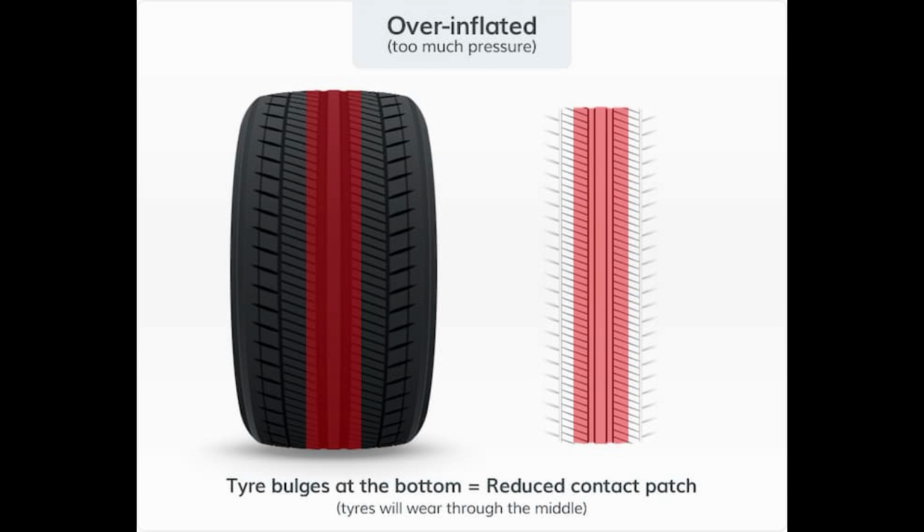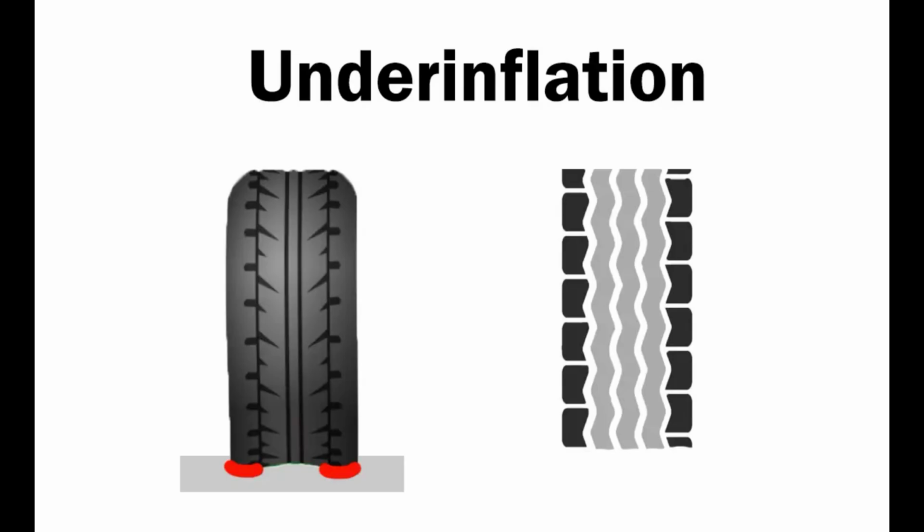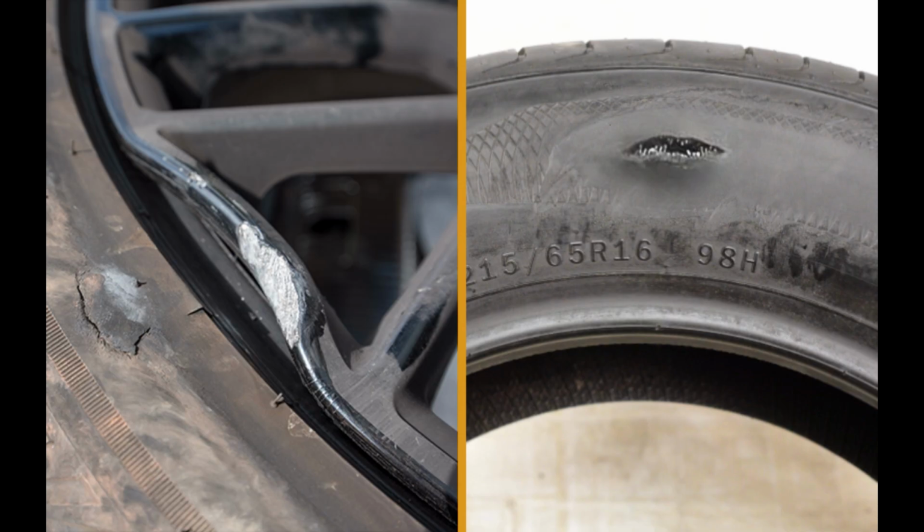This will also lead to a harsh ride, as overinflated tires absorb fewer bumps, and it will increase the blowout risk. Now with underinflated tires, it will also lead to uneven wear. It'll decrease your steering responsiveness, and it will increase your braking distance. This will lead to a potential tire failure and sidewall damage.